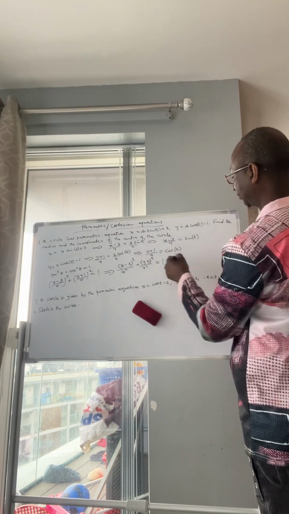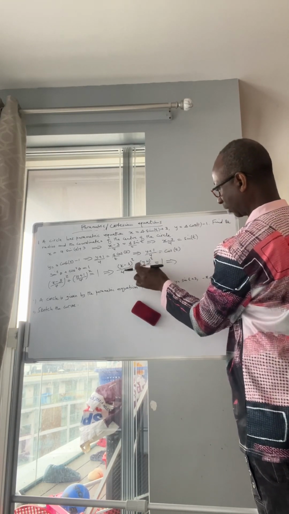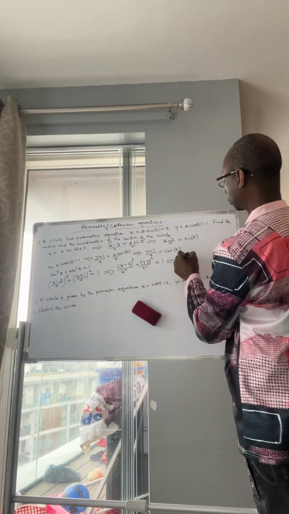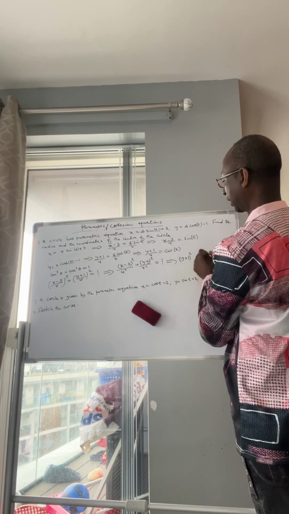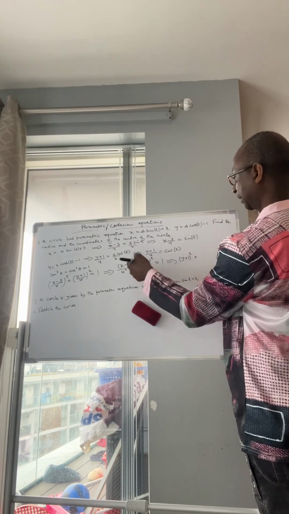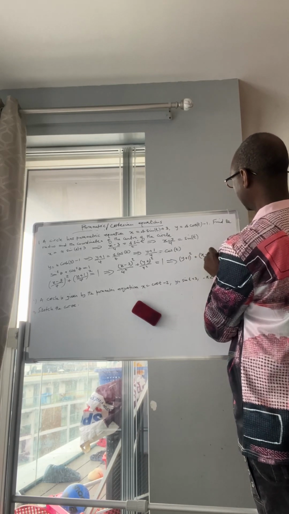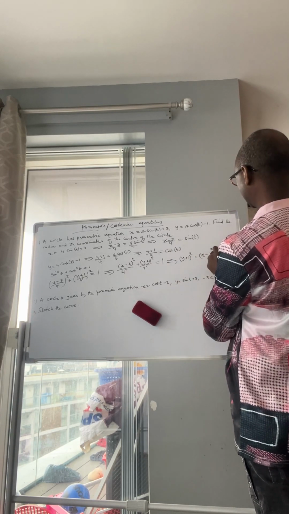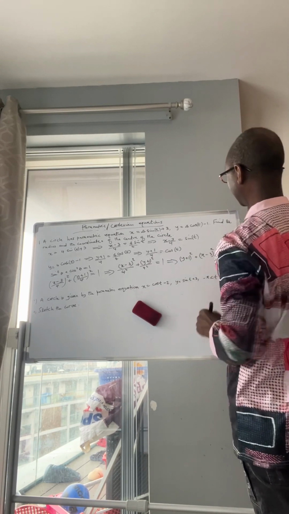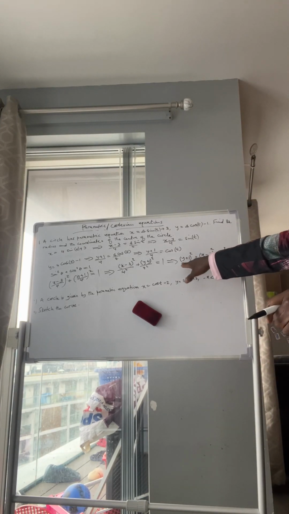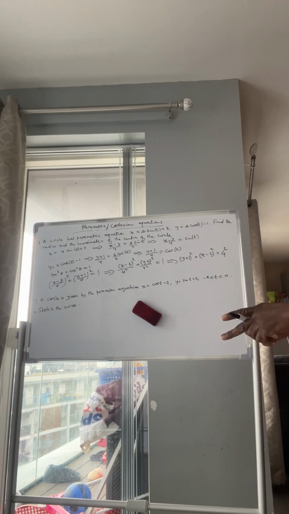Same as saying, I want to bring y first now. (y plus 1) all squared plus (x minus 3) all squared equals 4 squared. And what is this? This is the equation of a circle.